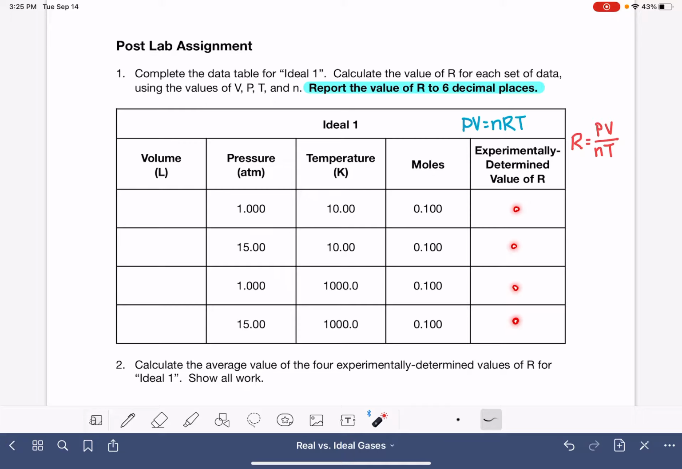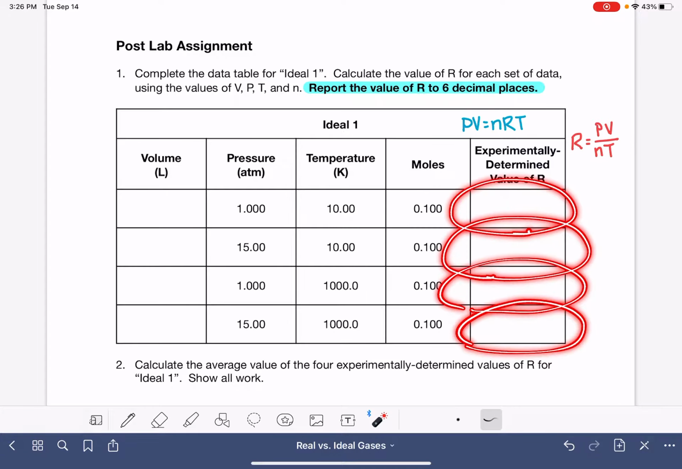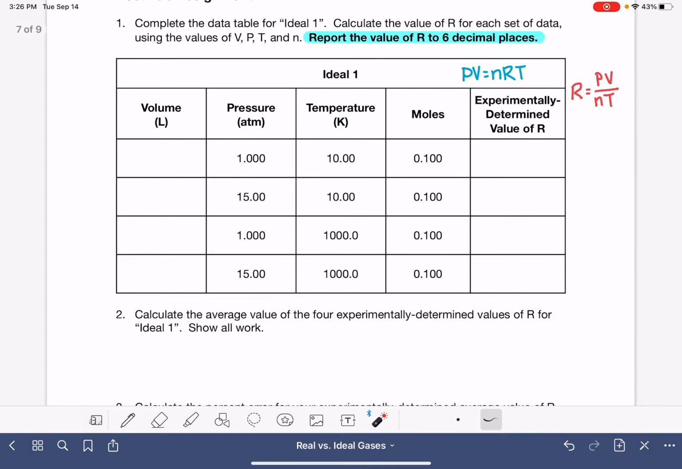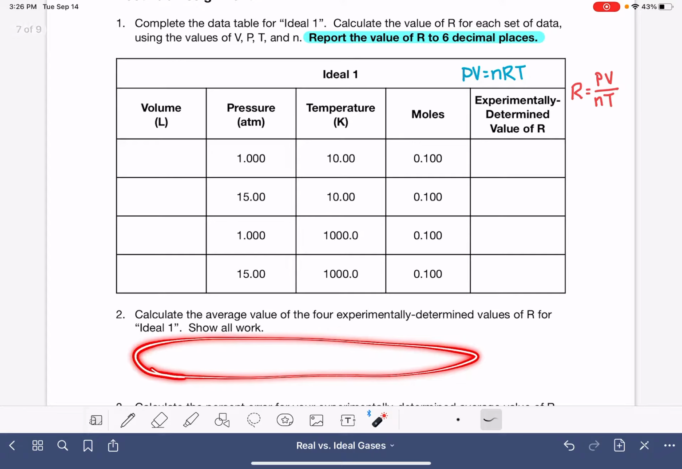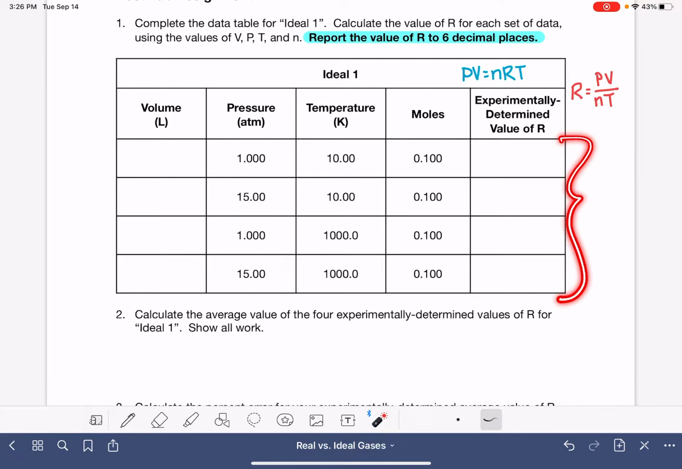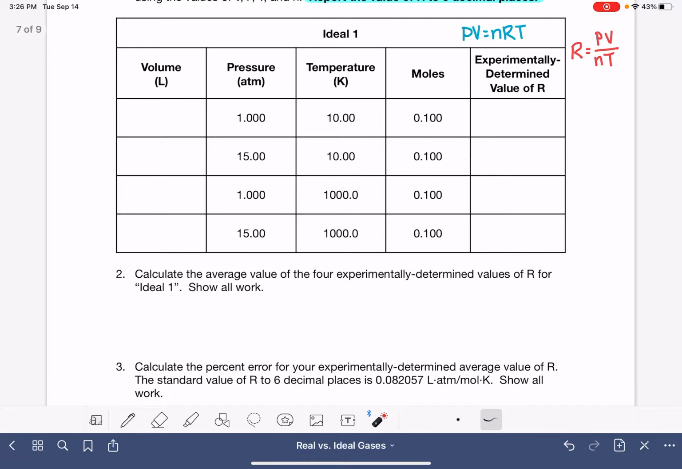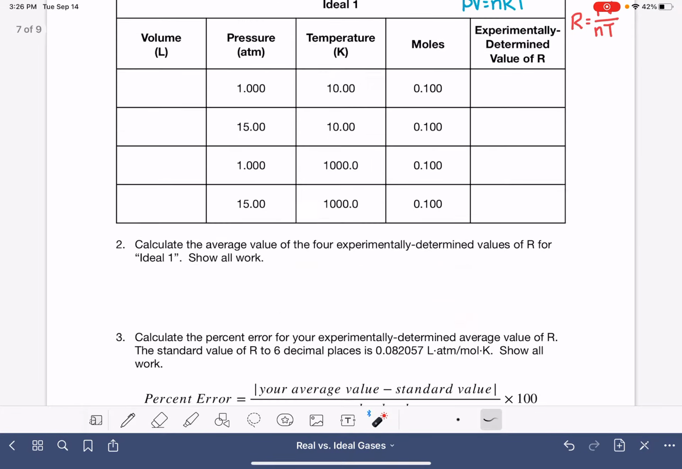So for this, it's just a matter of plugging in your pressure, your volume, your moles, and your temperature and calculating R. Because this is an ideal gas, these numbers should be coming close to the textbook value of R. And then down here, you're going to calculate the average value of these 4 values of R. So that's just your mathematical average. You're going to add all of them up and divide by 4 and get this number here.